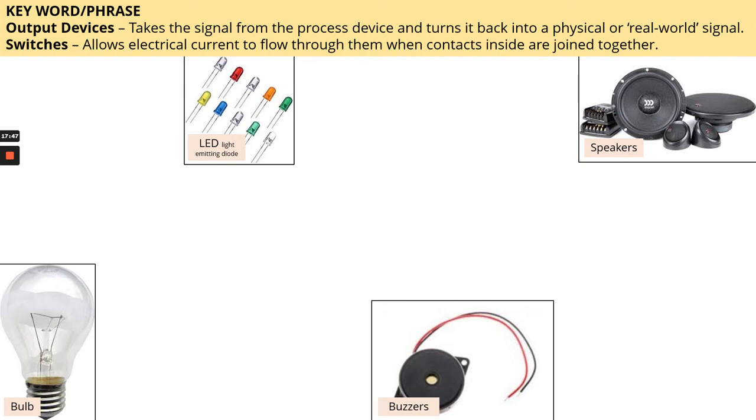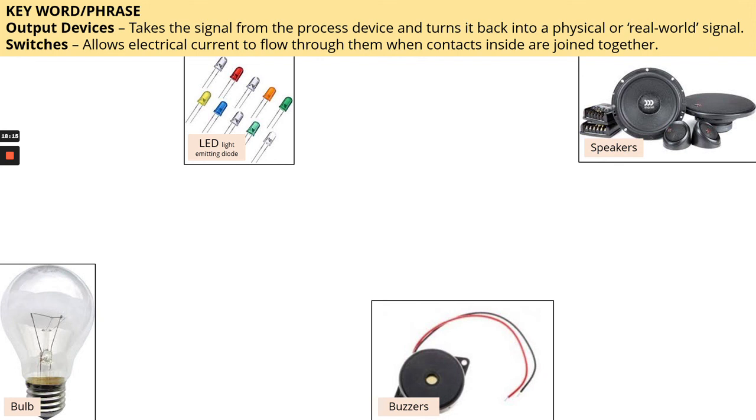Fantastic. So we have got four we're going to look at. So we have got bulbs, LEDs, buzzers, and speakers. You've probably heard of all of these before. These are all devices that are able to take a signal from a microcontroller, the processing device, and convert that into a real world signal.